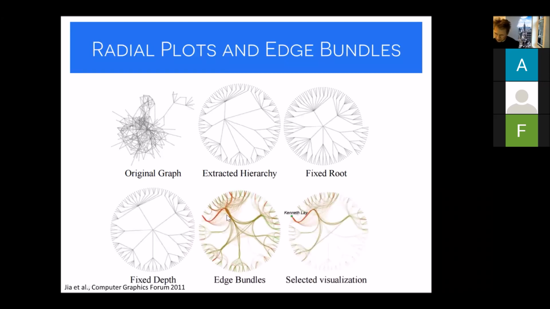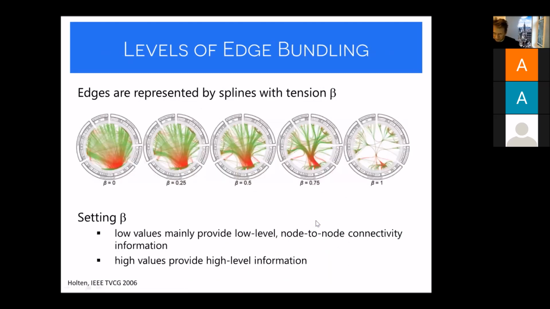And then you can use edge bundles again for this. So you can relate Kenneth Lay with these companies, for example, or Kenneth Lay with these other executives, right? And you sort of see how many connections he really had. Kenneth Lay, the former head of Enron, for example. You can really see this quickly with edge bundles. So it brings clarity to the visualization, okay?